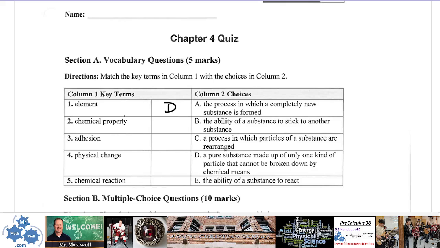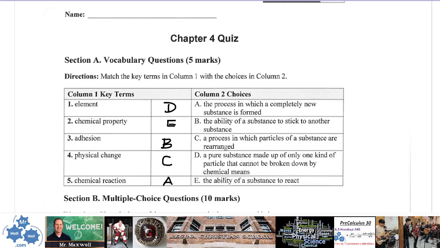The second one, chemical property, is E, the ability of a substance to react. Adhesion. That's going to be B, the ability of a substance to stick to another substance. Physical change, a process in which particles of a substance are rearranged, that's going to be C. And a chemical reaction is the process in which a completely new substance is formed. Any questions about that?